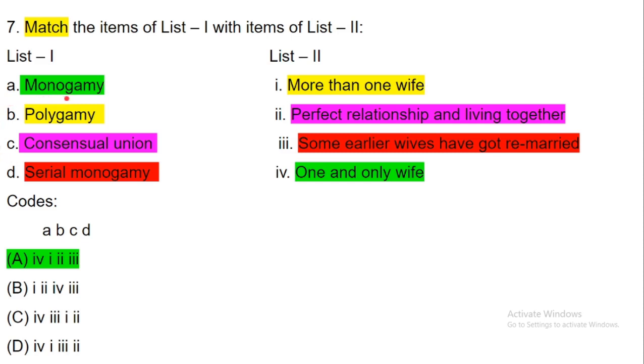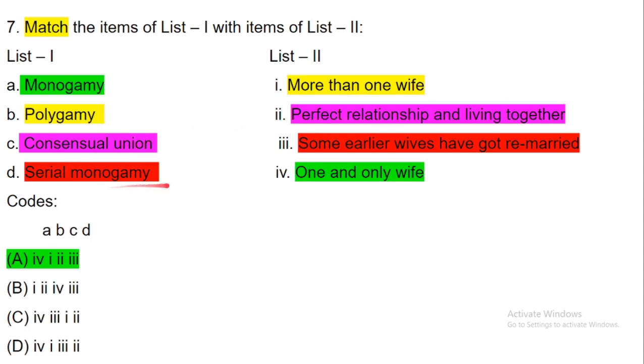So monogamy is a type of marriage, and this marriage is related with one and only one wife, means one man with one wife. Now polygamy is something with more than one wife. So in this type of marriage, more than one wife. And consensual union, that is perfect relationship and living together.